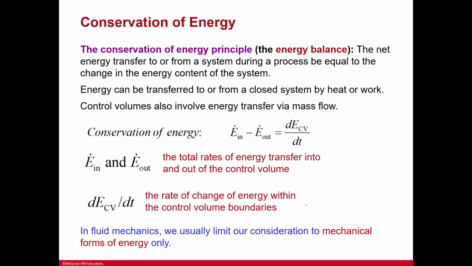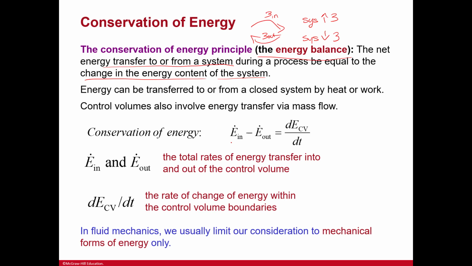So here's the conservation of energy principle, or the energy balance. The net energy transfer to or from a system during a process must be equal to the change in the energy content of the system. So it's just conserving, right? If you have 3 going in, then your system must increase by 3. If you have 3 going out, then your system must decrease by 3. So it's just the balance, right?